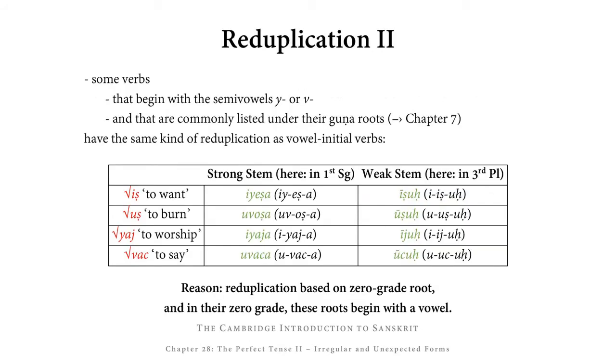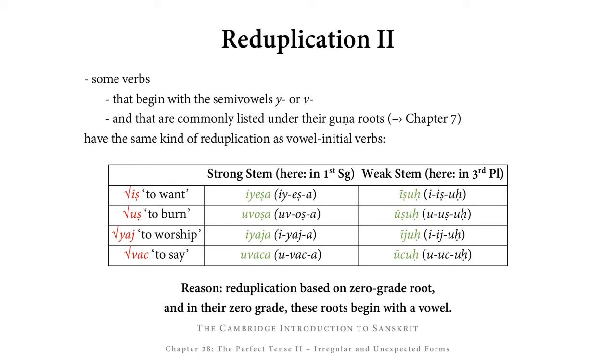Then, finally, we also have some verbs that begin with a consonant, but reduplicate as though they began with a vowel. So let's look at what's happening there. In verbs that begin with the semivowels y or v, and that are commonly listed under the guna of their roots, if you don't remember why that may happen, go back to chapter 7, which outlines all the reasons why a root may be cited in guna rather than in zero grade. So if you have a verb that fulfills both of these conditions, then it will reduplicate just like a vowel-initial verb.